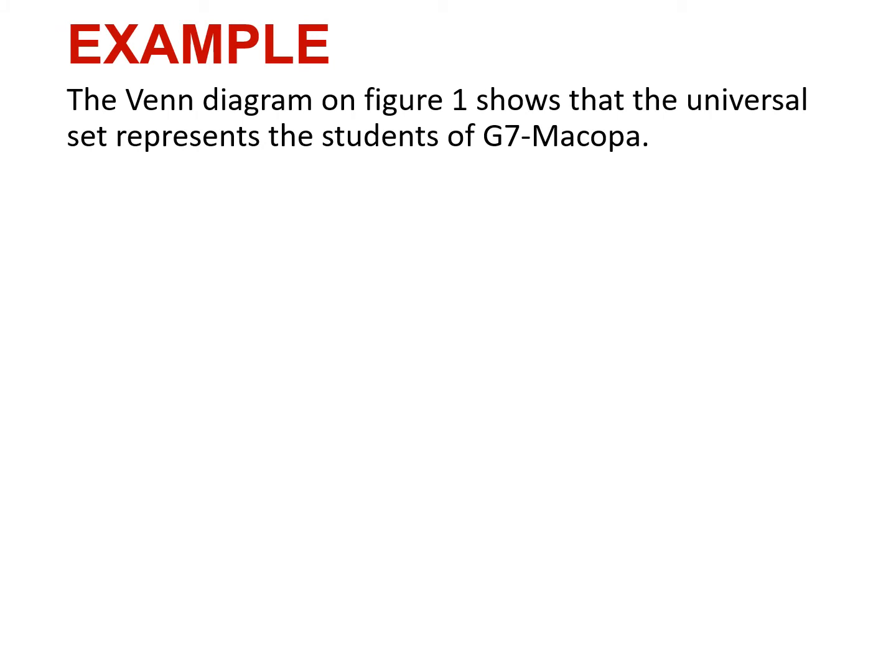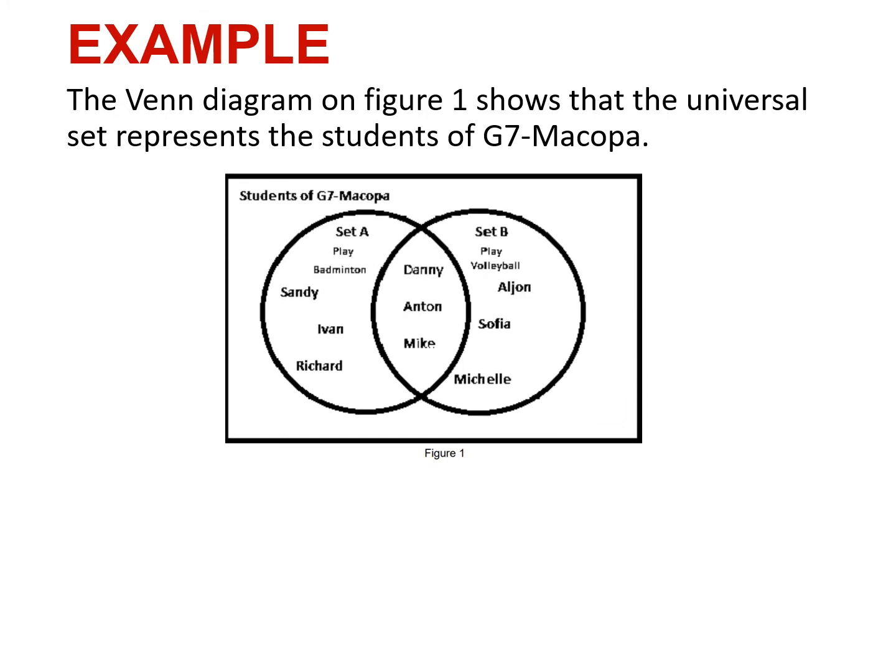Ngayon, i-consider natin yung example. The Venn diagram on figure 1 shows that the universal set represents the students of grade 7 Macopa. So dito sa figure, ang set A natin are the students who played badminton. Sila sina Sandy, Ivan, Richard, Danny, Anton, and Mike. Sa set B, sila naman yung students na naglalaro ng volleyball. So, sino sila? Danny, Anton, Mike, Aljon, Sophia, and Michelle.